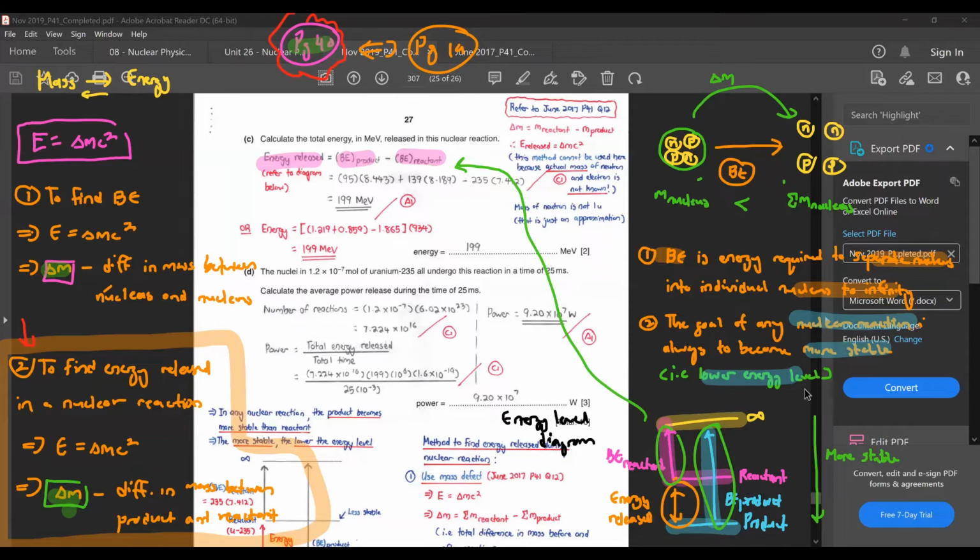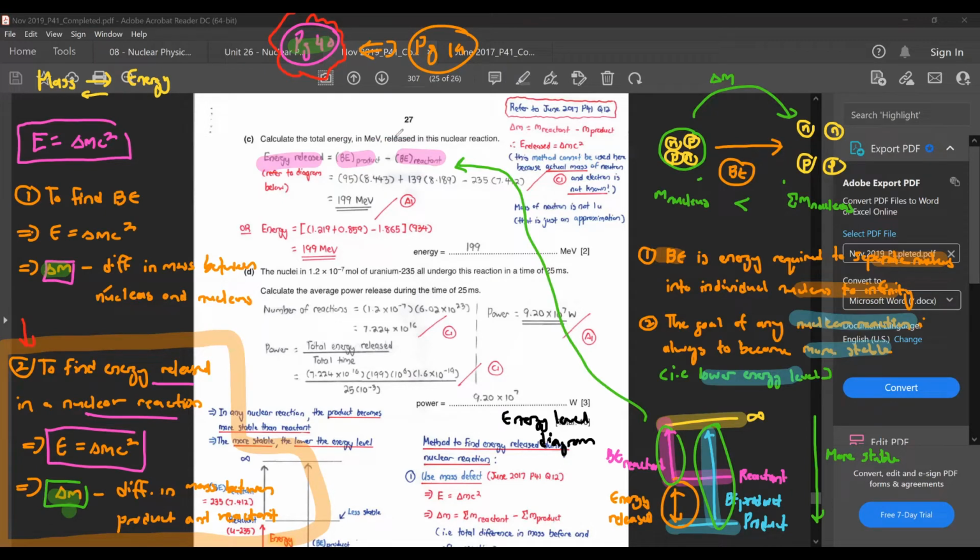Now, so far from this diagram, can you understand the concept? Okay, so this is another way. To find energy release in a nuclear reaction, you can use E equals delta mc squared, provided you know the full value of the masses. But if you do not know the full value of the masses, you will have no choice but to use BE of product minus BE of reactant. Usually it's either these two methods.